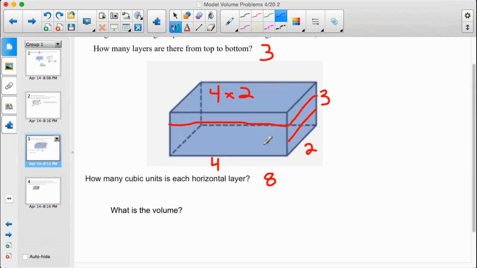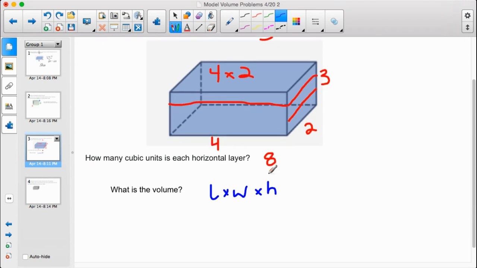This is where we can go ahead and use our volume formula, which is length times width times height. And we're actually just going to plug in our dimensions that they gave us. We know that our length, I'll scroll down a little bit, is 4. Our width was 2. And our height was 3. So now I just need to solve it.